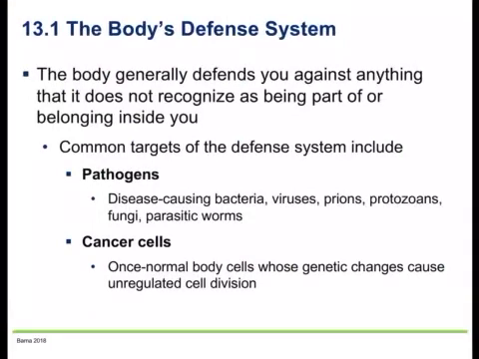So, when our body encounters something that we haven't seen before, these include pathogens or cancer cells. Pathogens include the families of bacteria, viruses, prions (prions are what cause mad cow disease), protozoans, fungi, and parasites. Cancer cells are once normal cells that have gone bad, basically uncontrolled cell division, going to areas where they don't belong.